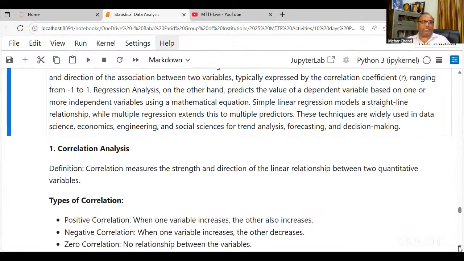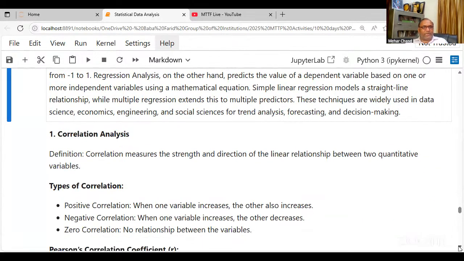Here is the definition. Correlation measures the strength and direction of the linear relationship between two quantitative variables. Okay, quantitative variables. And the types of correlation are also discussed here. Positive correlation: when one variable increases, the other also increases. Okay, in that case we have the positive correlation. And negative correlation: when one variable increases, the other variable decreases. And zero correlation: no relationship between the variables.